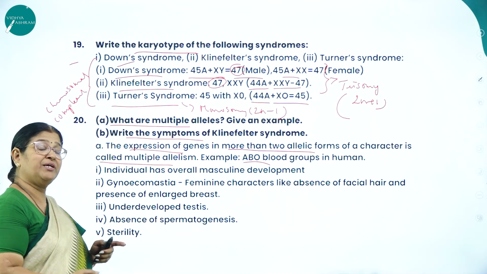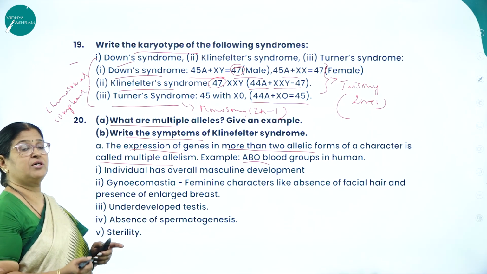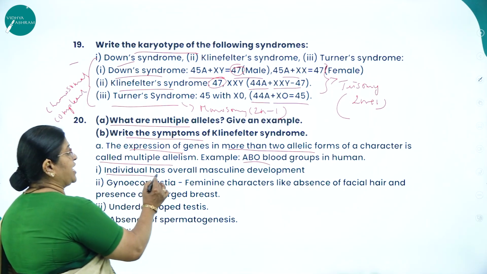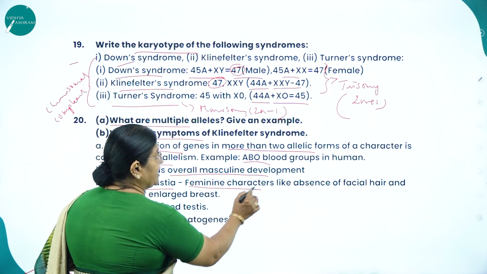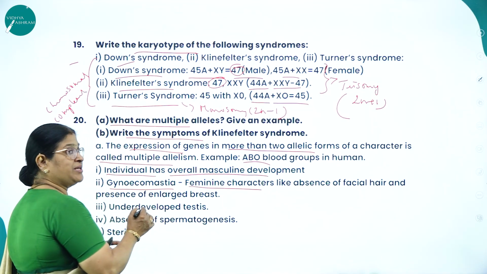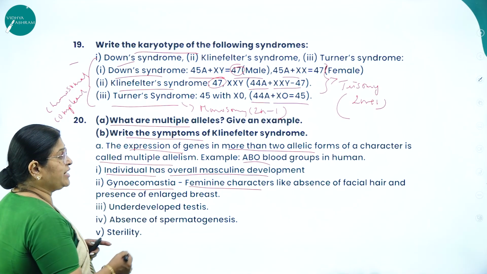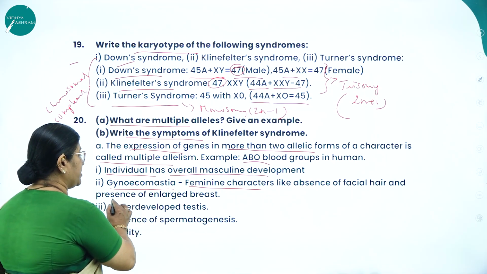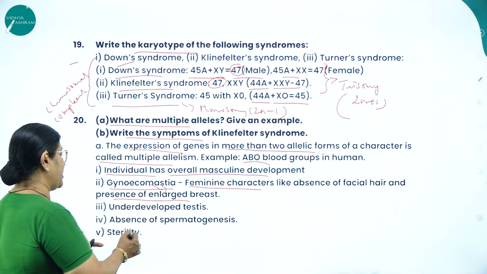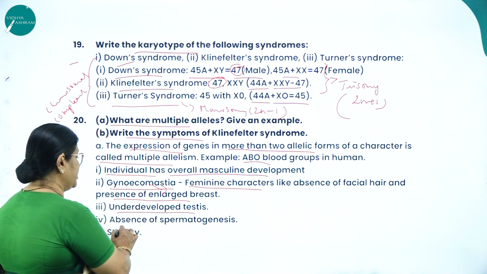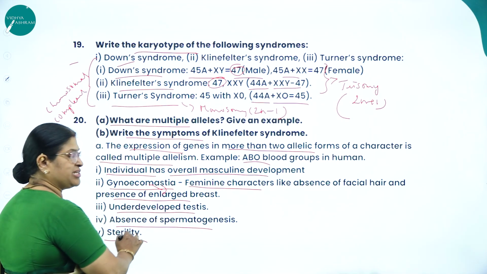Now, what are the symptoms of Klinefelter syndrome, which occurs only in males? The individual has overall masculine development. Gynecomastia, that is feminine characters like absence of facial hair and presence of enlarged breast. Gynecomastia means development of breast. So enlarged breast is also called as what? Gynecomastia. Underdeveloped testes, absence of spermatogenesis and sterility.